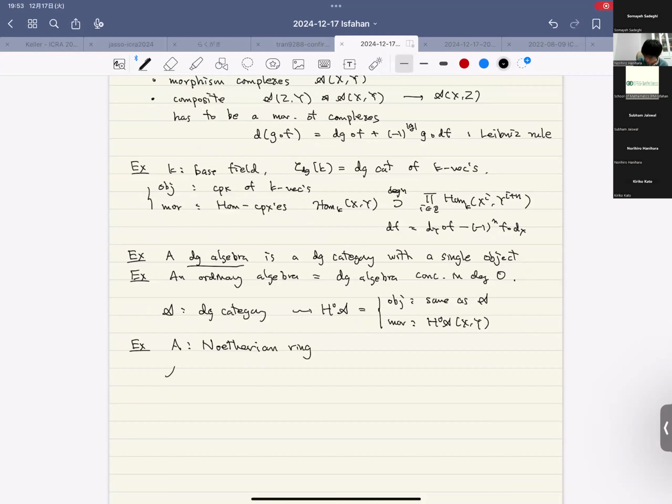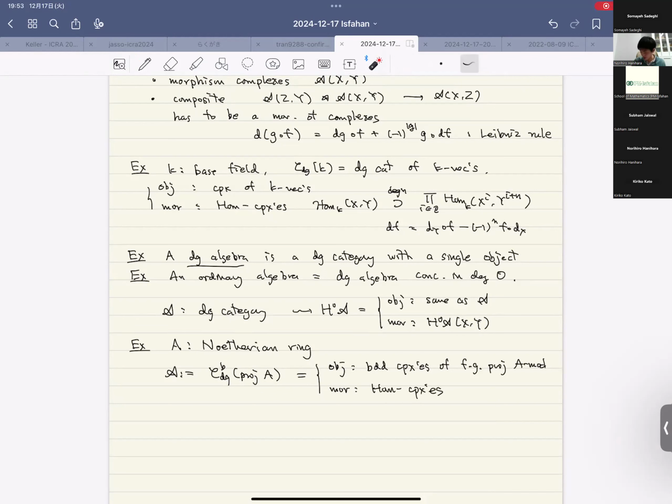And let's consider the category denoted by C^b_DG(proj A), whose objects are bounded complexes of finitely generated projective A modules and whose morphism complexes are Hom complexes over A. We have an A module on each component, so we can think about the Hom complexes over A, which form a DG category.